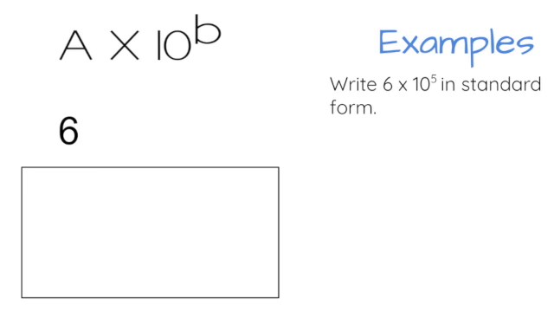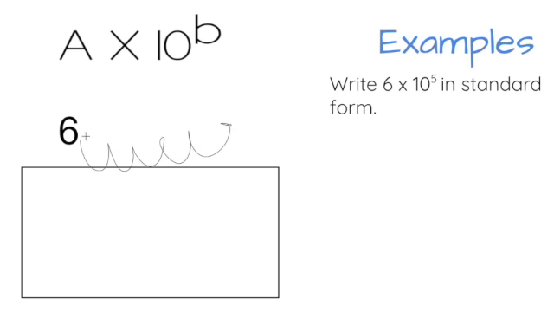Let's try one more. They're giving us 6 times 10 to the 5th power, and they would like us to write it in standard form. So right now, our decimal is imaginary behind the 6, and we have to move it 5 places. Because our exponent is positive, we're going to make this an even larger number, or move our decimal to the right. So we bounce 1, 2, 3, 4, 5.